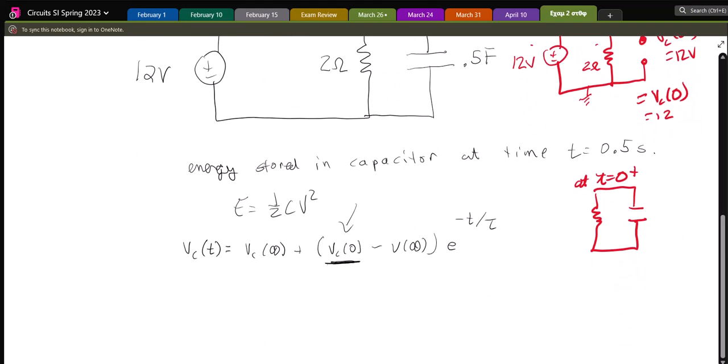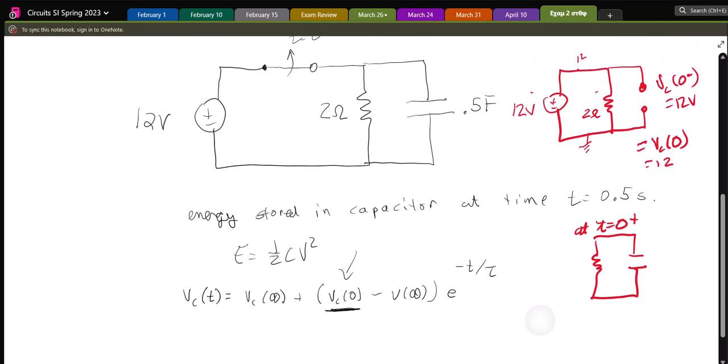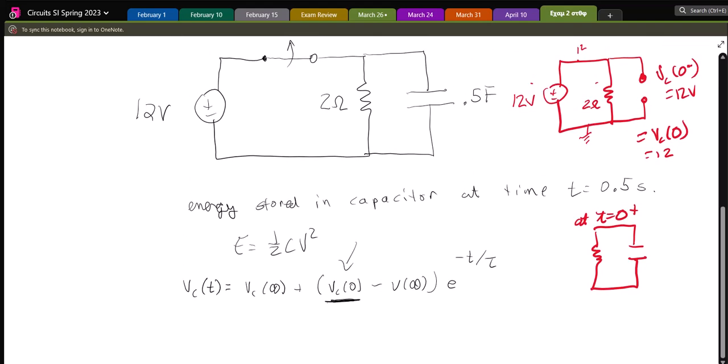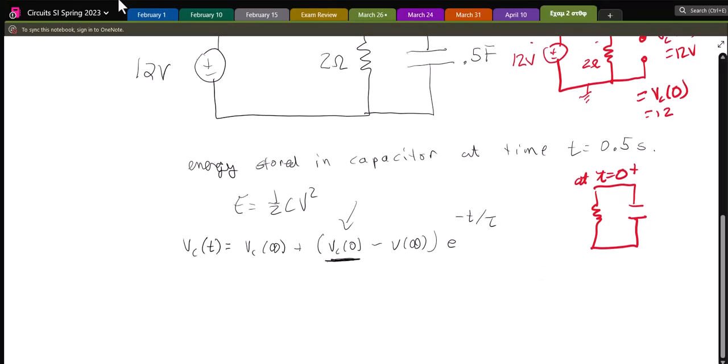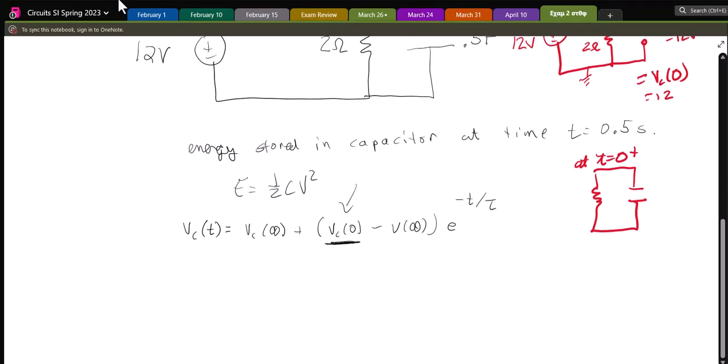For the current, we would have, well, yeah, actually we would. We would have something different. Yeah, we would definitely have something different on either side of 0. I'll look at that in a second. It's not going to help us answer this question, but it may describe some things for you. Okay, so we know VC of 0 is 12.